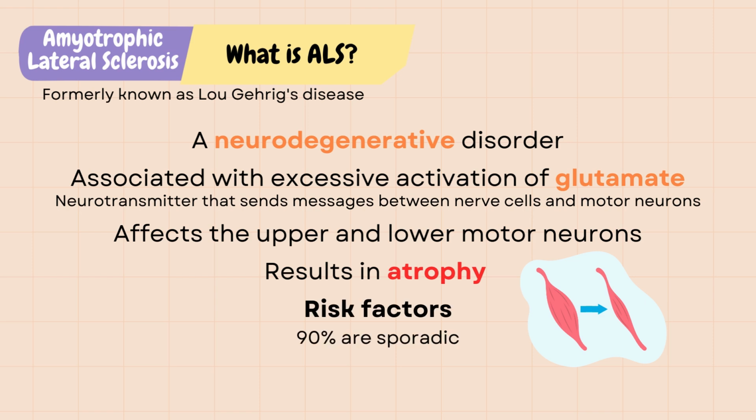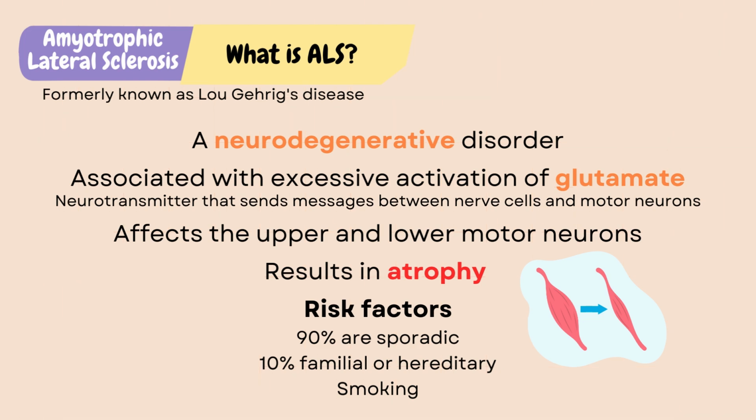About 90% of ALS cases are sporadic, meaning the disease seems to occur at random with no clearly associated risk factors and no family history of the disease. The rest, 10%, are considered familial or hereditary. There is also evidence that smoking is linked to ALS.